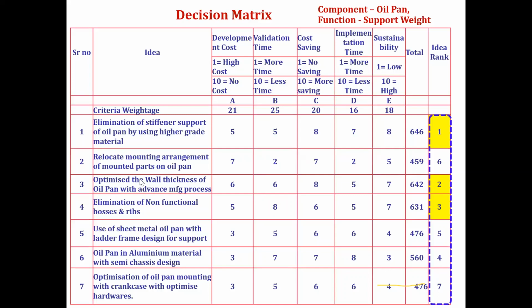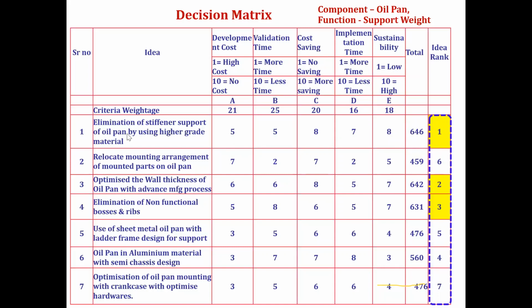And for optimizing the wall thickness of the oil pan, going with the advanced manufacturing process, the team has given 6 points to development cost, 6 points to validation cost, 8 points to cost saving, 5 points to implementation time, and for sustainability 7 points. The same procedure is repeated here, and you need to repeat it for all the ideas and select the best ideas having the highest points. So 646 is the highest one. This is the number one idea.